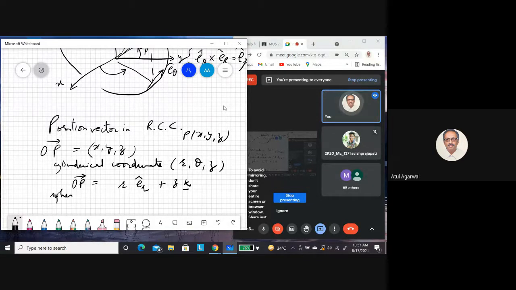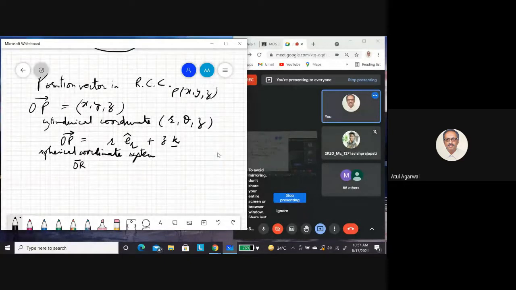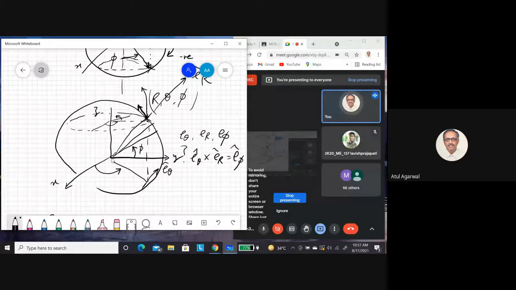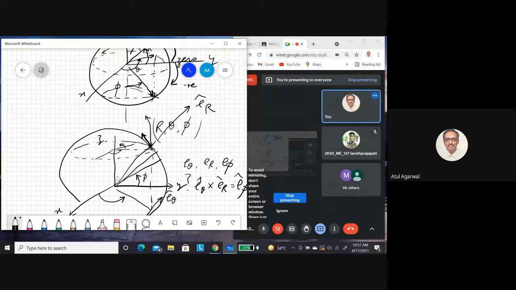In a spherical coordinate system, what is your position vector? Your position vector is simply the radial distance R and this direction ER. You have directly gone along the radial direction to your point. You have directly gone from here to your point, distance capital R, and you have moved in the radial direction along the ER direction. So your position vector is just this distance R, ER.